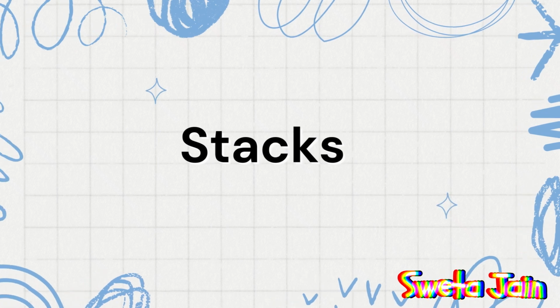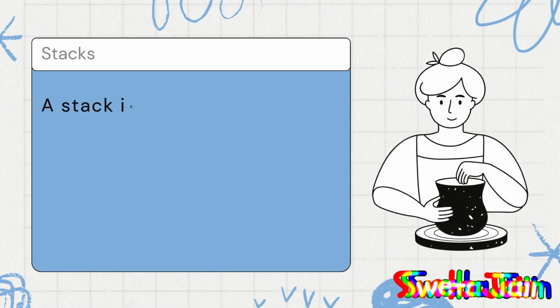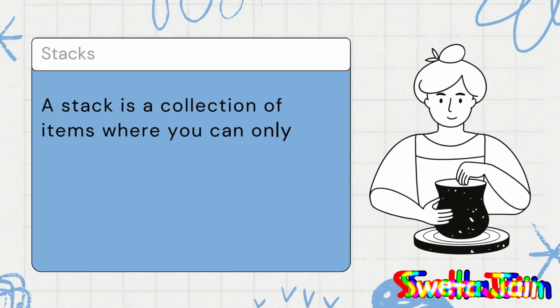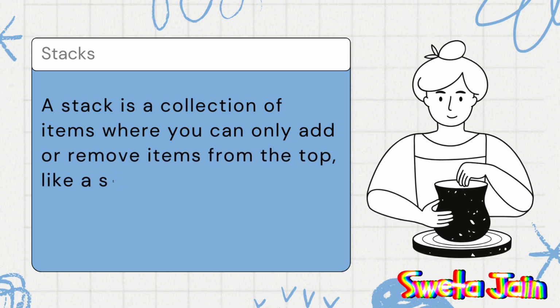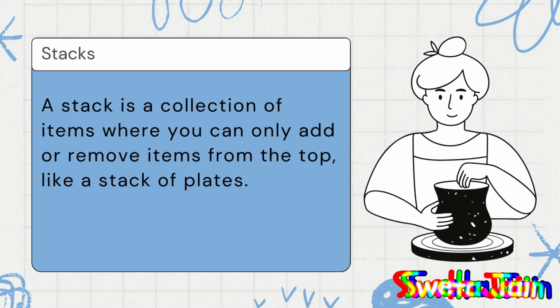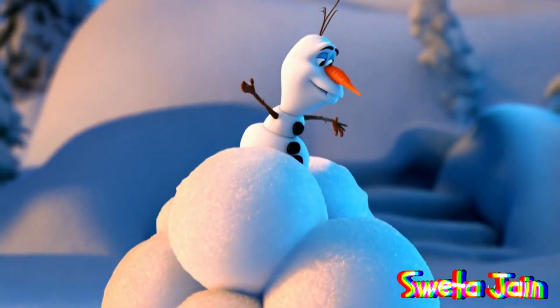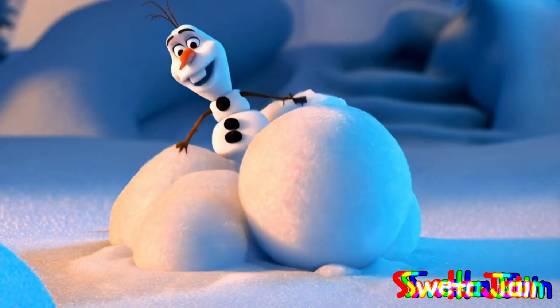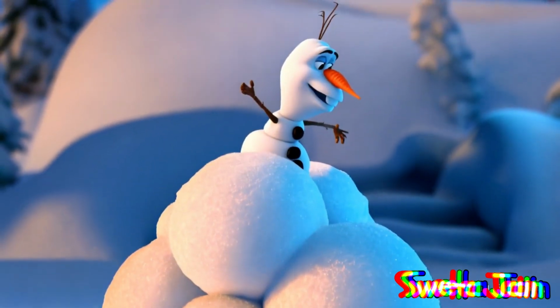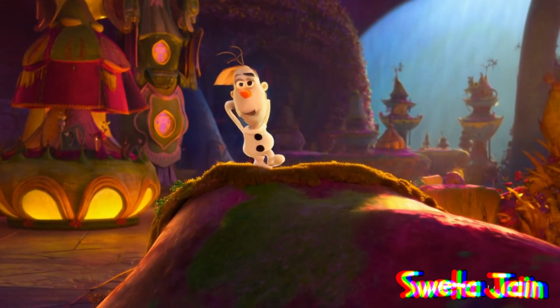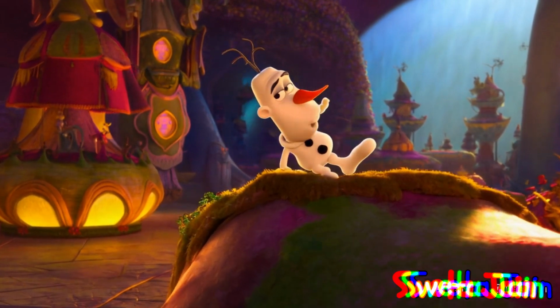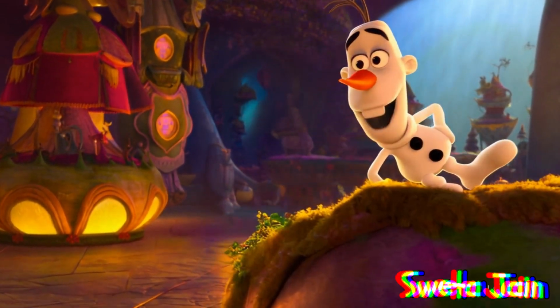3. Stacks. A stack is a collection of items where you can only add or remove items from the top, like a stack of plates. Example: imagine Olaf from Frozen stacking snowballs to build his body. He puts the biggest snowball on the bottom, then adds smaller ones on top. If Olaf wants to change the top snowball, he has to remove it first before reaching the bottom snowball.